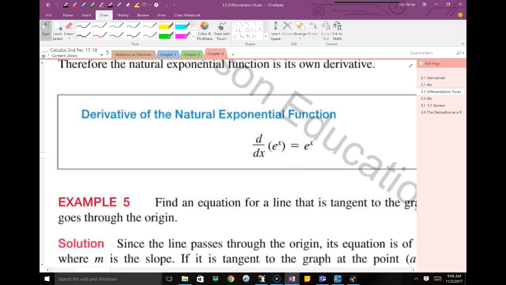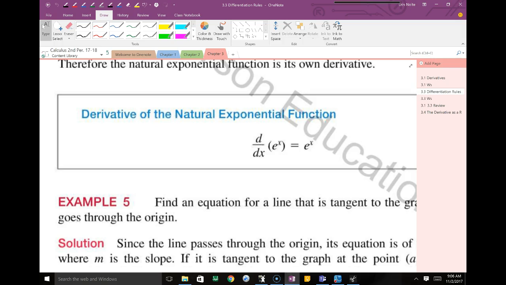Throw this down in your notes. I have no idea why they put this into this section. It is completely random. But the derivative of e to the x is e to the x. Now you know. Okay, and we're not going to say, well, why is it e to the x? We're going to say, thank you, math god, that is awesome. We're going to move forward with that great information. That's it.